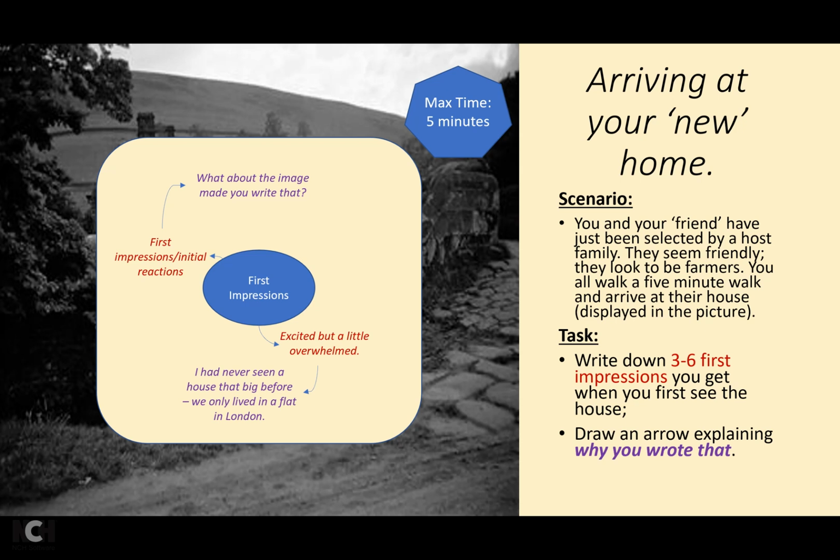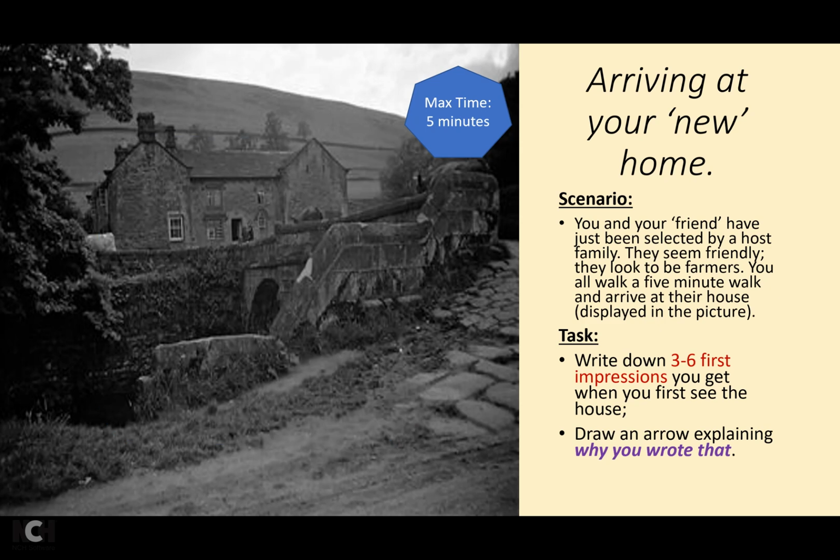But what I would like you to do is this. You've got 5 minutes, 3 to 6 first impressions written down, and then an arrow coming off those first impressions with why you wrote that. So I'm going to pop the image back on the screen, and now you have 5 minutes, and come back to the video when you are done.